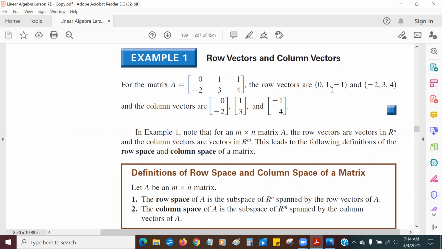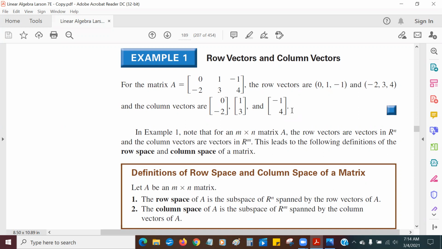There's only 2 of these, but as you can see, they're longer. There's 3 of these, but they're shorter, which means that the row vectors and the column vectors are really from 2 different worlds, because the row vectors are from the world of R3. The column vectors, as you can see, are from the world of R2. So row vectors and column vectors are kind of 2 different worlds, yet we're going to see a tremendous connection between them.